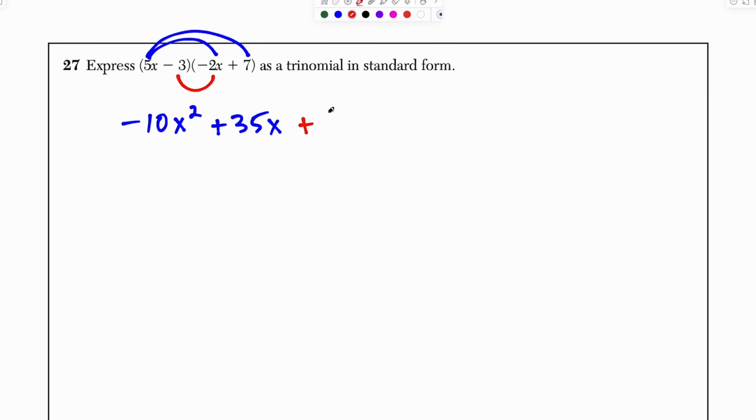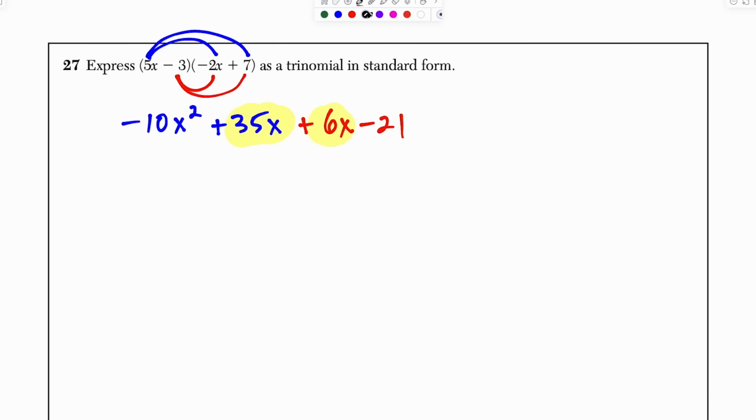So we have plus 6x after we do 3 times 2 is 6. Now, next we're doing negative 3 times 7, which is negative 21. And then from here, all we have to do is combine like terms. They're telling us to write our final answer as a trinomial in standard form.